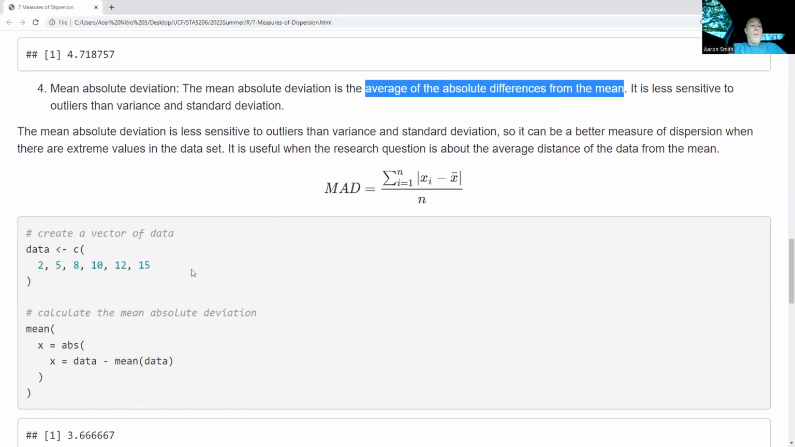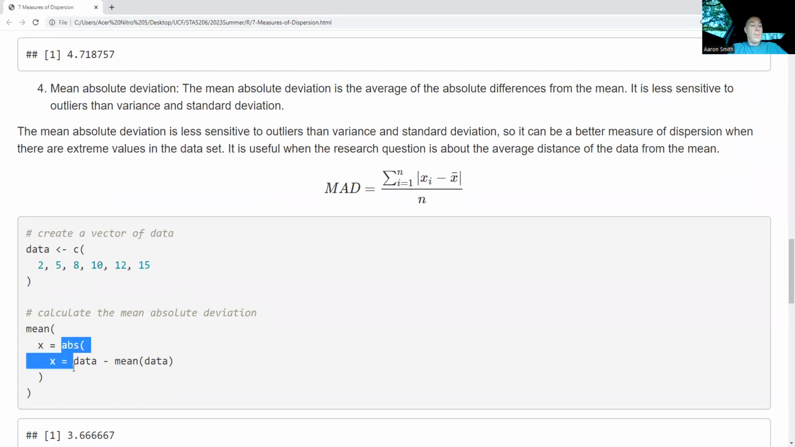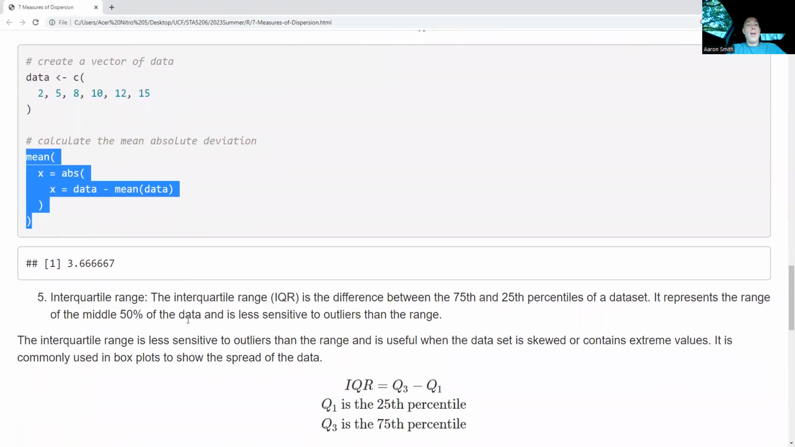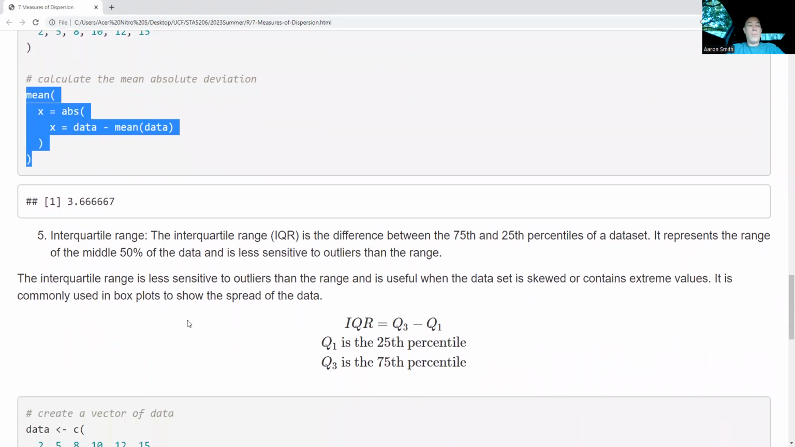And now in R, if I want to get the mean absolute difference, what I do is just subtract the mean from my data, take the absolute value, and then take the mean. Easy peasy, lemon squeezy. Now, there are packages in R that have it built in. I think that's simple enough of a calculation that it's okay to just do it manually.